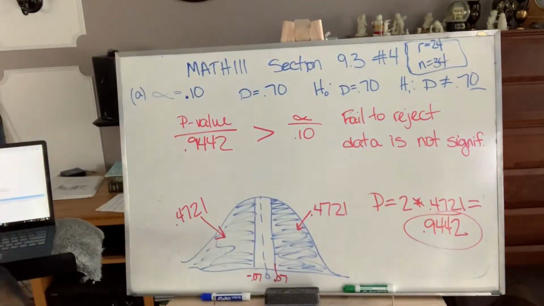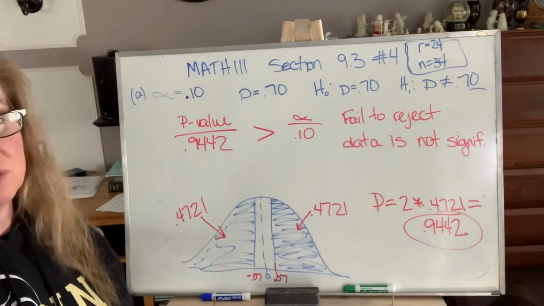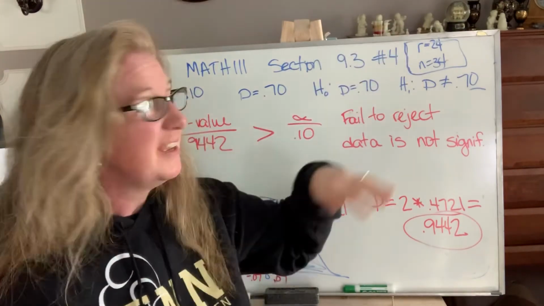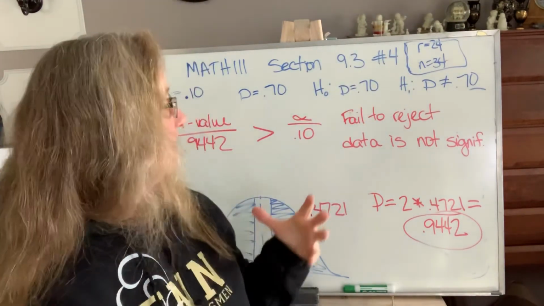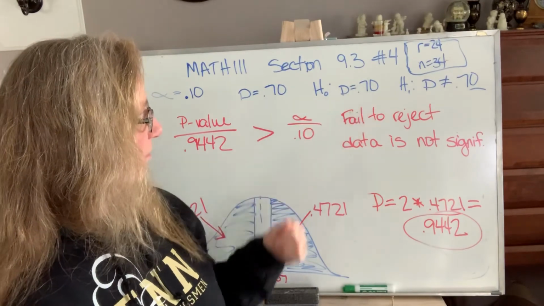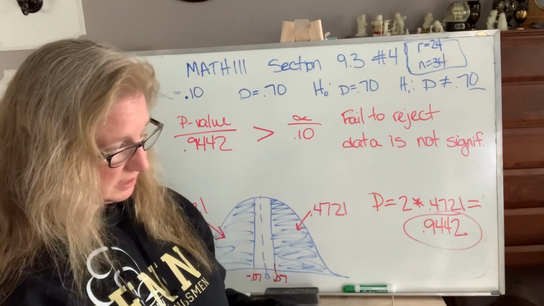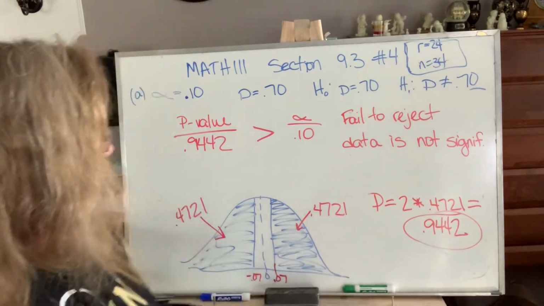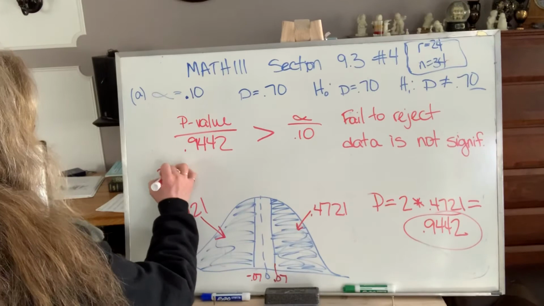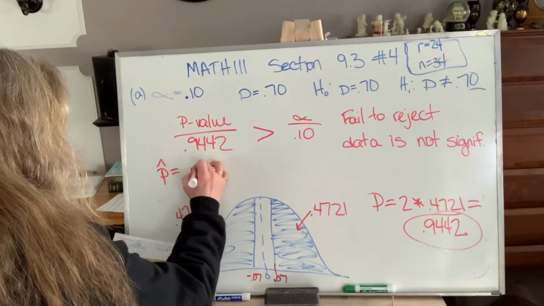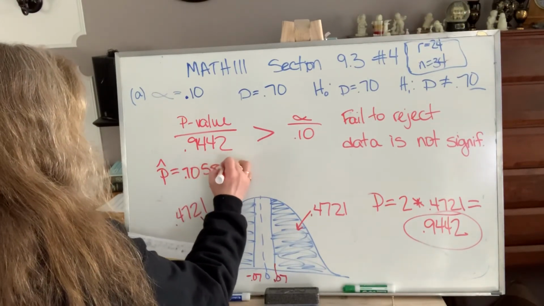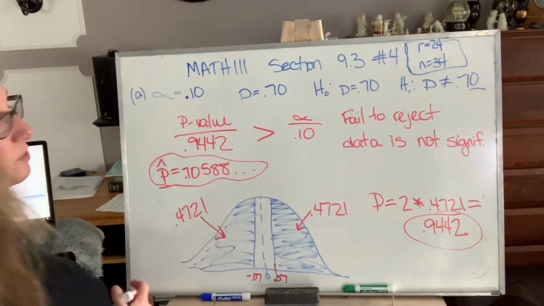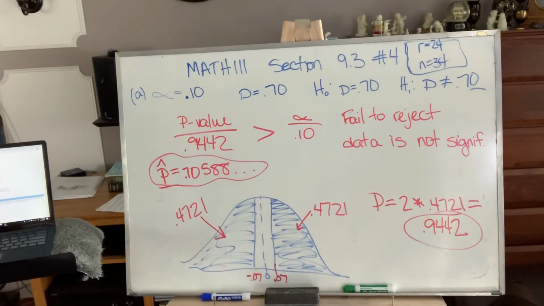Okay, it's not significant. So in other words, this could have just been a goofy sample. This could have been a goofy sample that said 24 out of 34. It's not a big sample size. It wasn't enough of a change from 0.7. Remember, our p hat was 0.7058. This value is really close to this original p-value. So yeah, it's not a significant change.